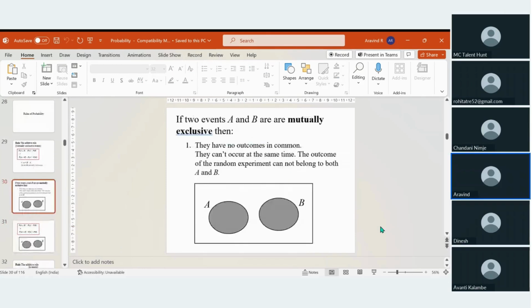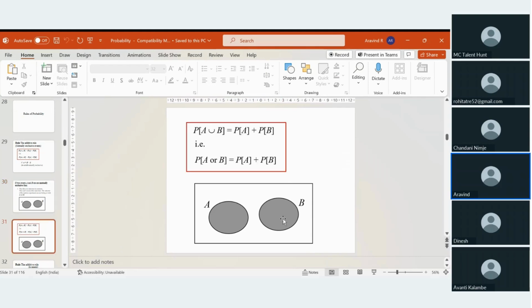Right. So if two events A and B are mutually exclusive, then they have no outcomes in common. Yes or no? Because if A happens, B will not happen. They cannot occur at the same time. The outcome of the random experiment cannot belong to both A and B because they are mutually exclusive. That's what we are talking about mainly.